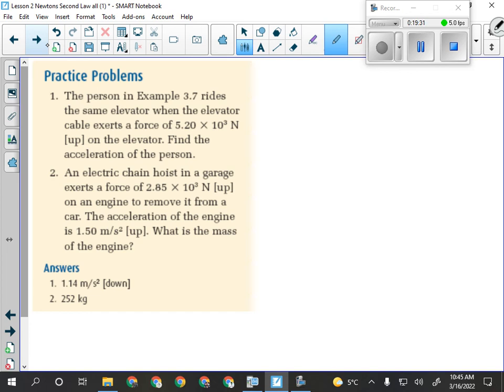Okay, I want you guys to try number 1. So it's the same elevator. So that elevator is 600 kilograms, and now the cable is exerting this much force instead. So calculate the acceleration of the person inside the elevator, which is of course the same as the elevator. And then we'll look at number 2.